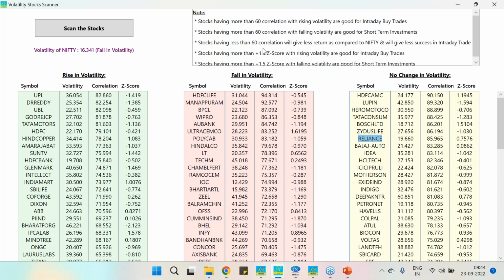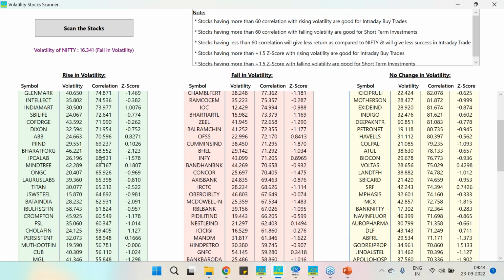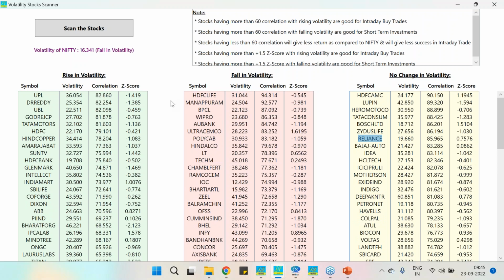Other investment aspects we will both discuss. We have given the notes also, you can refer to them. Stocks having more than 60 correlation with rising volatility are good for intraday buy trades. And stocks having 60 correlation with falling volatility are good for short-term investments. And the stocks having less than 60 correlation will give you less return as compared to Nifty, and will give you less success in intraday trade.